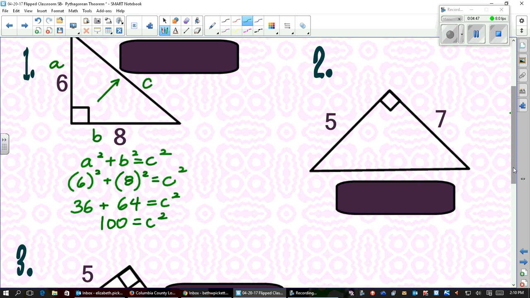Okay, now I'm back where I was a moment ago. I'm trying to solve for C. Okay, the way that I get rid of that squared is to take the square root. Okay, so that will leave me with just C.